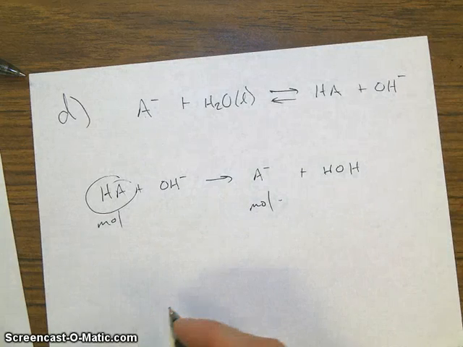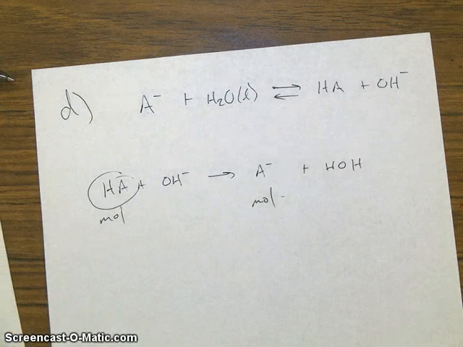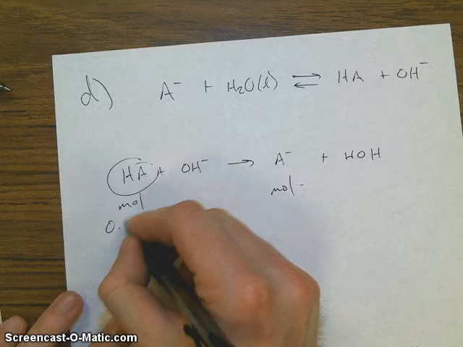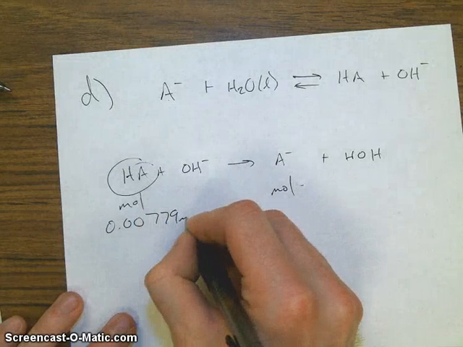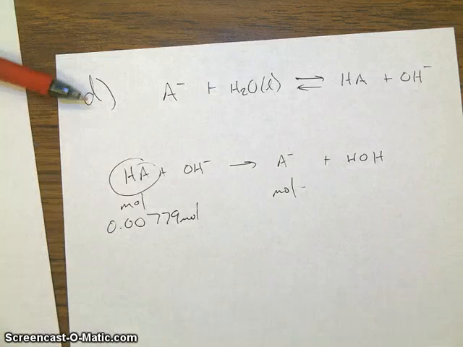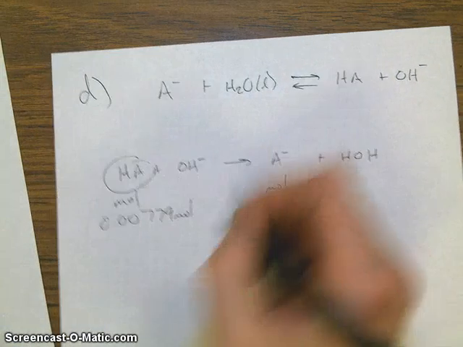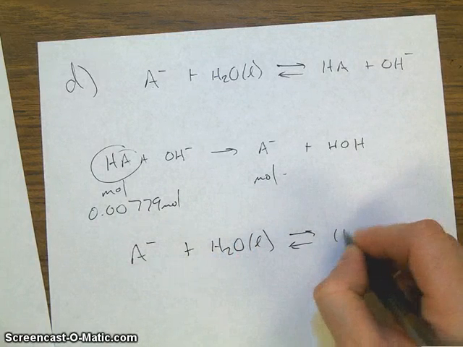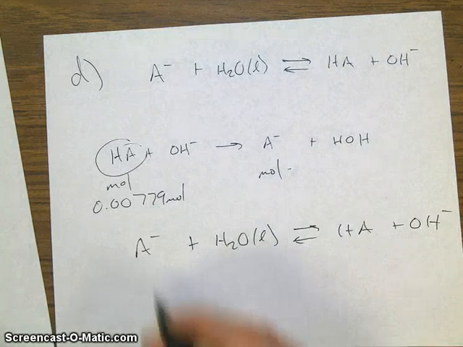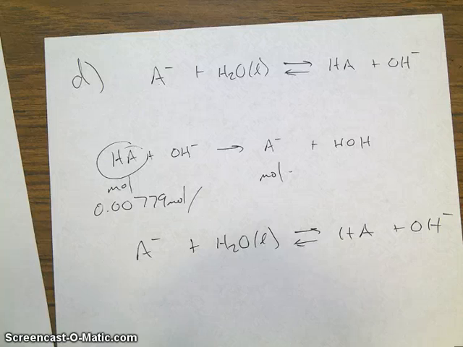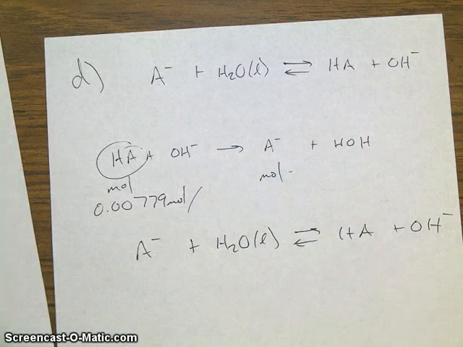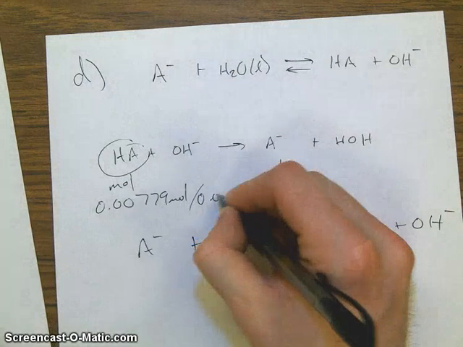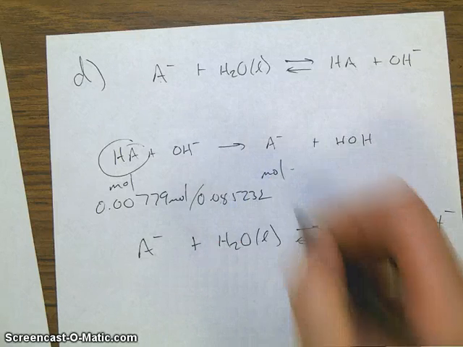Because remember, all we're left with is the salt water, the A- and the HOH, the water. So the moles that we began with, believe it or not, this goes all the way back to the very beginning of the problem. The moles of HA that we started with at the very beginning was 0.00779 moles. But the volume is very different, and the concentration we end up with, and I'm going to actually rewrite this equation, it's A- plus H2O liquid. It's in equilibrium with HA and OH-. And I'm going to have to take this moles and divide it by the total volume that I ended up with in the very end of the problem, which is about 85.23 milliliters, which I believe ends up being 0.08523 liters.